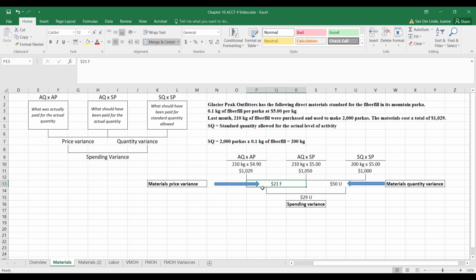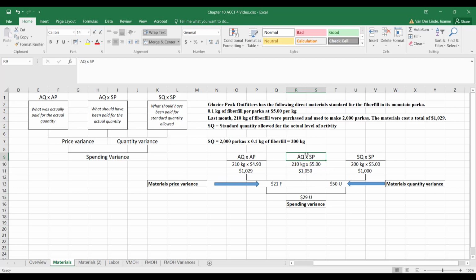Now, the overall spending variance isn't just made up of a price variance. It almost always will also have a quantity variance attached to it. The only time that a spending variance will only be due to a quantity or a materials price variance is if one of the two variances is actually zero. But in this case, we already know what the price variance is, so let's see what the quantity variance is. So remember, with the materials quantity variance, and any quantity variance for that matter, we're trying to compare what was actually used to what should have been used for that actual level of activity.